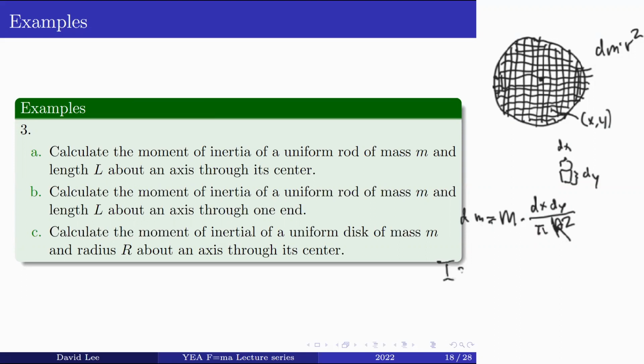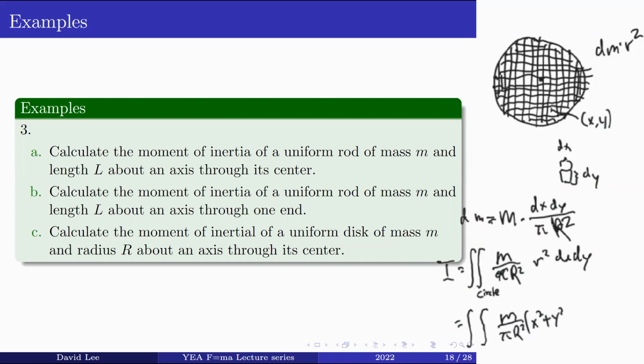So now we can try integrating. It will be integrating over our circle. And we have m over pi capital R squared times lowercase r squared dx dy. And in our case, lowercase r squared is just x squared plus y squared. And the reason is because our point here is at x comma y, right? So if you try to find its radius, well, that's just the square root of x squared plus y squared by the Pythagorean theorem. So our r squared is just x squared plus y squared, and then dy dx.